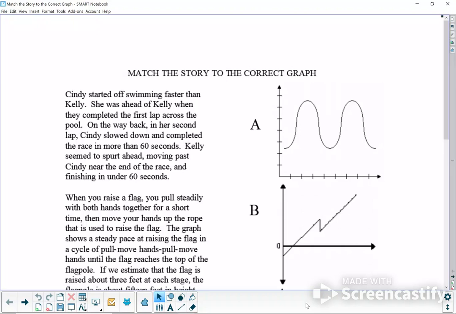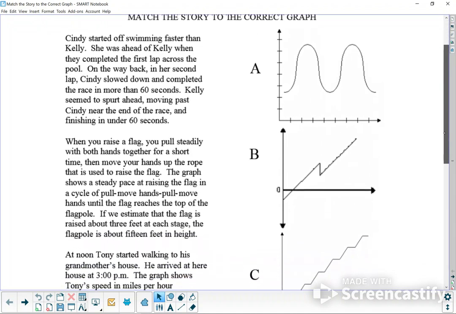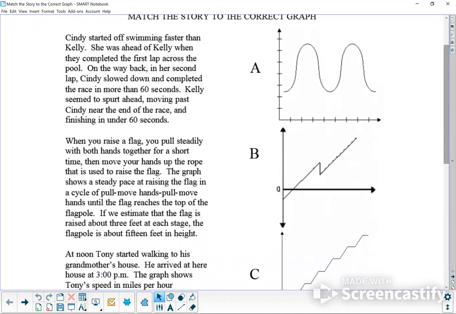All right, guys, here's the solution, or my thoughts on what the answers are. You already know the first one, right? If you read through it, Cindy starts off swimming faster than Kelly. She was ahead of Kelly when they completed the first lap across the pool. On the way back on her second lap, Cindy slowed down and completed the race in more than 60 seconds. Kelly seemed to spur ahead, moving past Cindy near the end. Blah, blah, blah, right? All the good stuff.